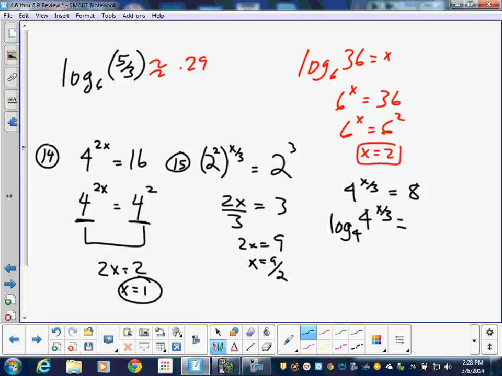Because we talked about this the other day. The log base 4 of 8. The other day we said this right here is 1. Anytime you have the log base of the same number right there, that's always 1. So that would bring the x over 3 times 1 would give me x over 3 equals, use your calculator. Log of 8 divided by log of 4 is what? 1.5. That's what it is. 3 times 1.5 is 4.5.